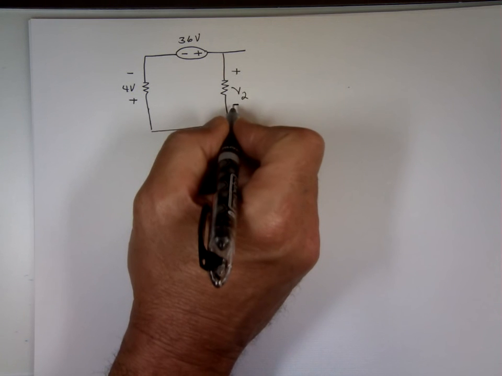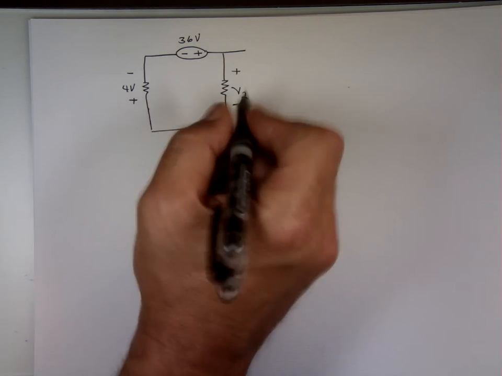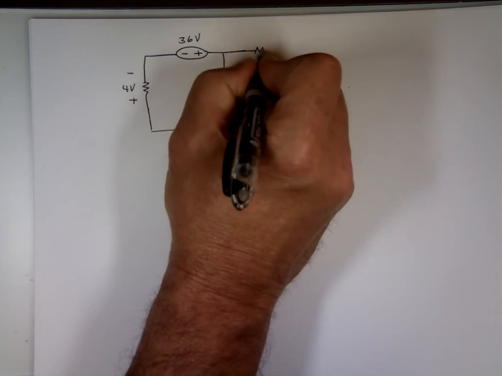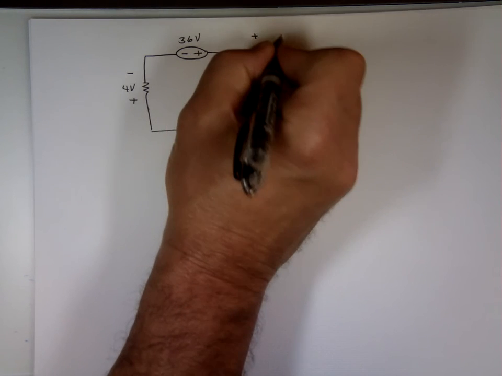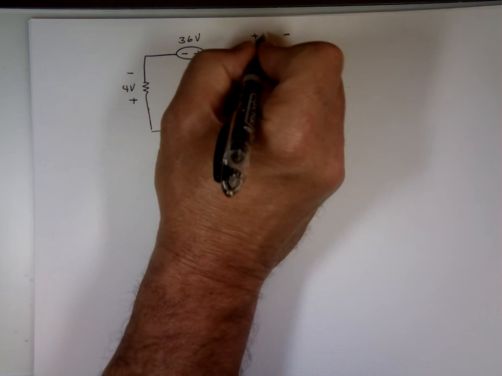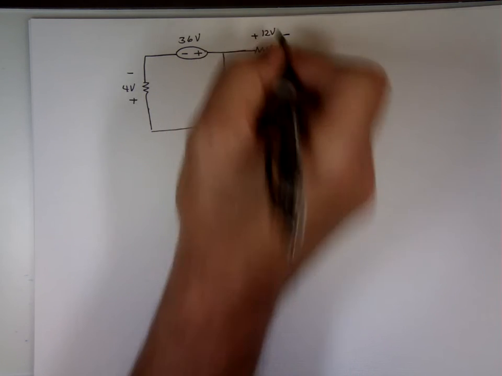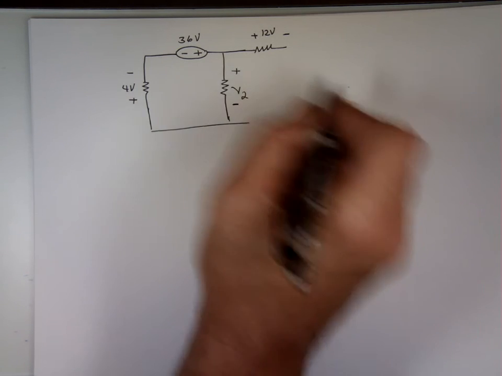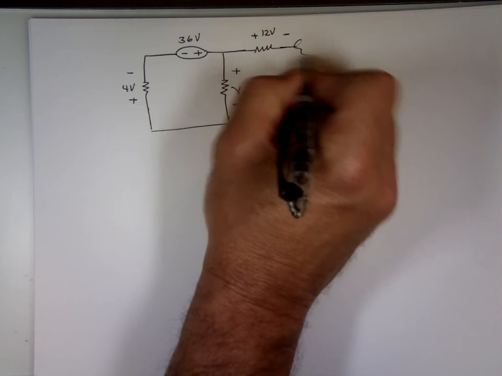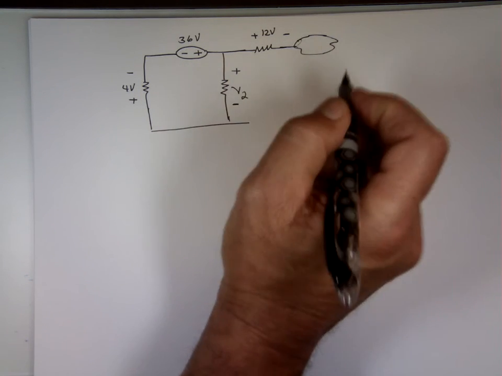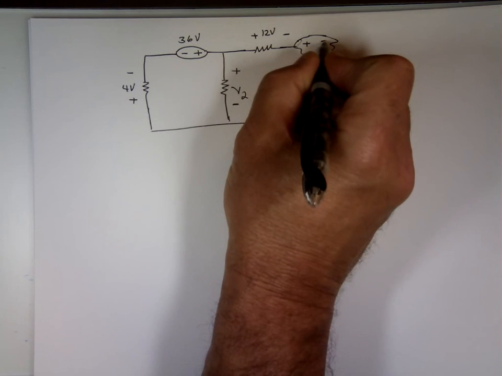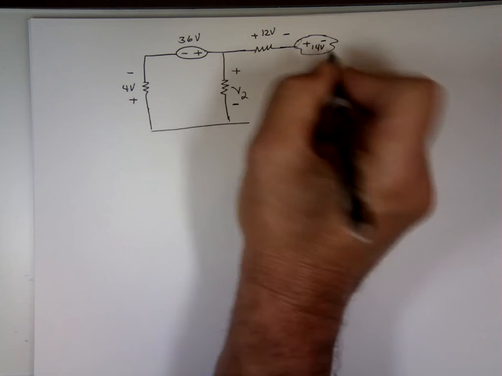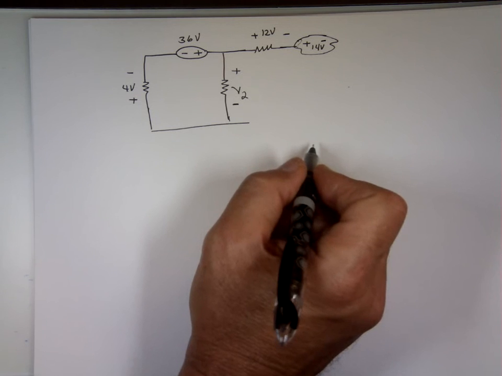I have another resistor here. I don't know the value of it. Again, don't care. Plus to minus 12 volts. I have an element here, attached here. I don't know what that is. All I know, the voltage plus to minus 14 volts. Let's call this point A.